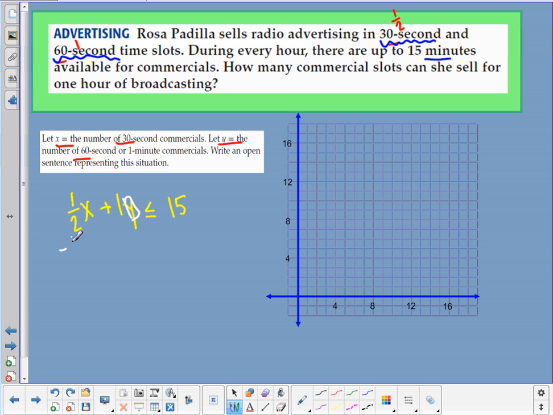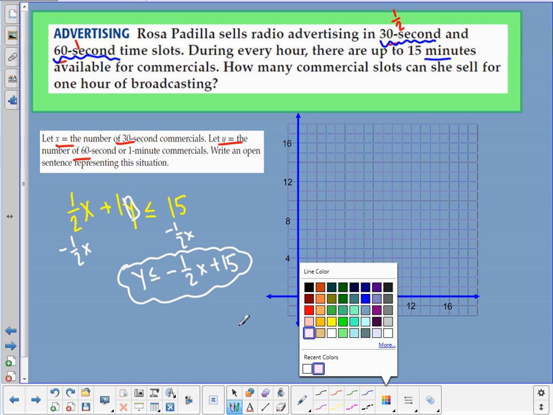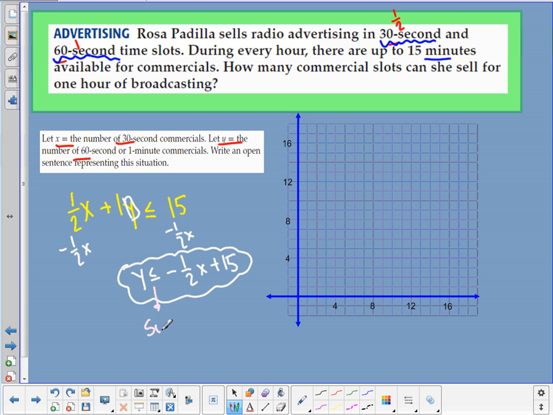The next thing I need to do is get that y by itself. So I'm going to subtract the 1/2 x from both sides. So I have y is less than or equal to negative 1/2 x plus 15. Now I technically have a 1 in front of that y, but dividing by 1 doesn't change my answer. So this is the inequality that I'm working with. That means I have a y-intercept of 15 and a slope of negative 1/2. Right here, when I look at the inequality symbol, I know that I need a solid line. I also know that I need to shade down.